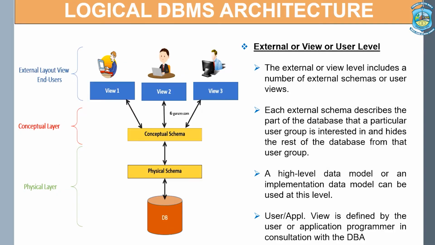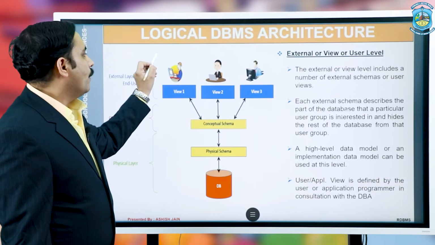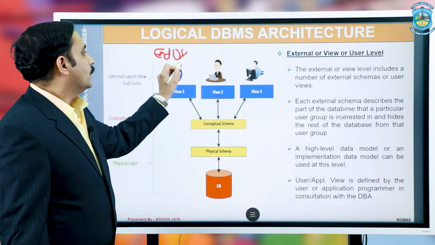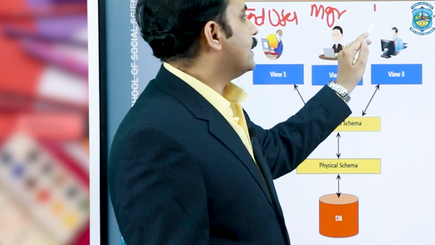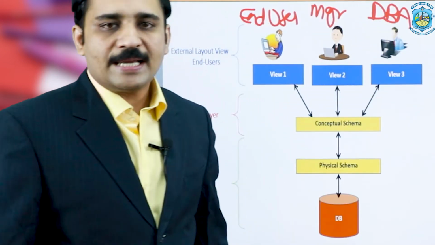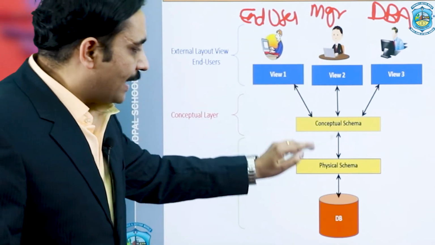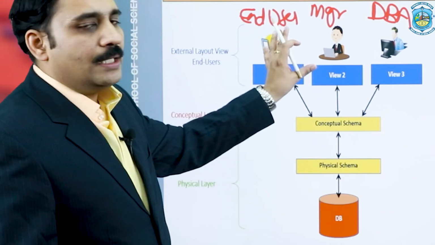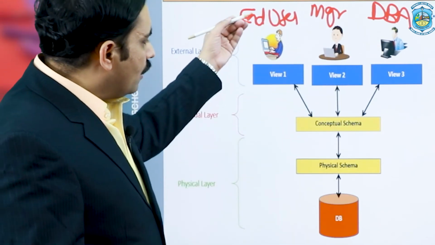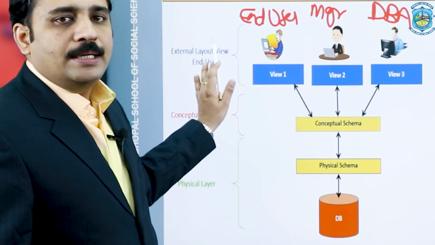The same architecture can be highlighted with this diagram. Here we have three levels of users. We have the external layout view for the end users, then the conceptual layer or the logical layer, and finally the physical layer. Here you have different views for different types of users. These are normal users, which are end users. These are managers or administrators, and this is a specialized user called the database administrator. All three kinds of users access the same database, but based upon their requirements and access rights, the view of the DBMS changes for different users. At this level, what happens? It is actually an interface layer.